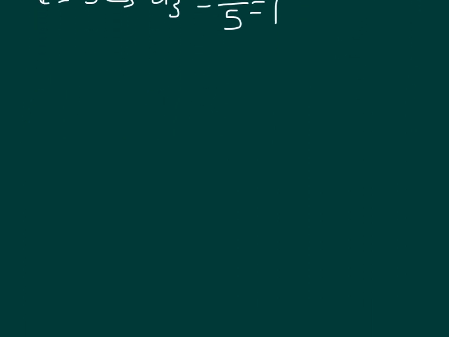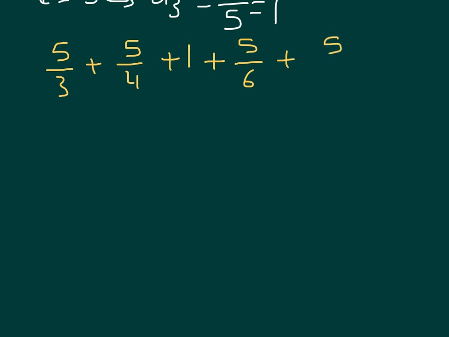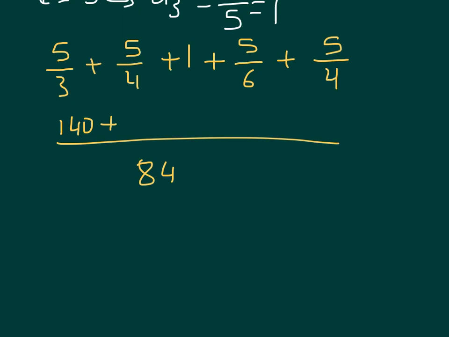And the common denominator is going to be... we're going to add 5 over 3 plus 5 over 4 plus 1 plus 5 over 6 plus 5 over 7. Use a common denominator of 84. So where do you multiply the first term to get 84? It's going to be multiplied by 28, so that's 140. Here we're going to multiply by 21, and it will be 105.